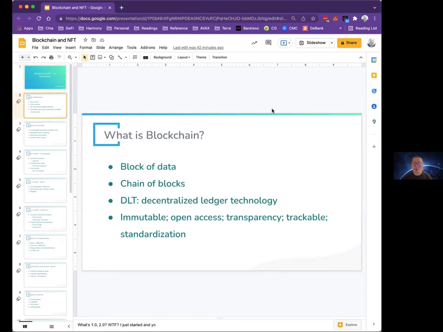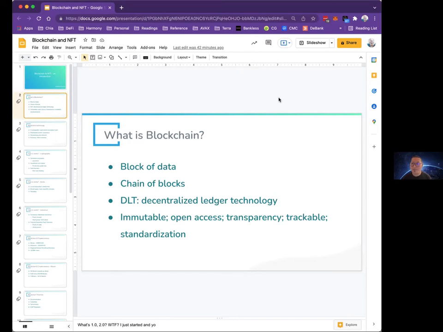So first of all, what is a blockchain? I think blockchain has been a buzzword for many years. But what is really the blockchain? Based on the name, we can say that the blockchain consists of a block and a chain. Block means blocks of data, and the chain is a chain of blocks. So that's why it's named blockchain.